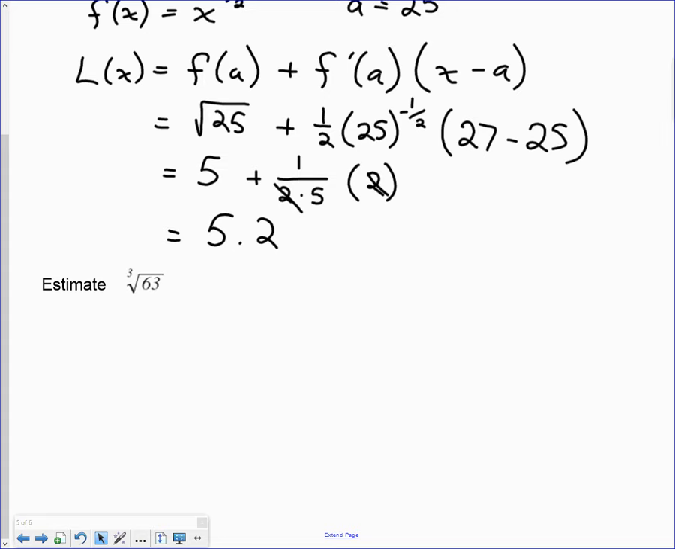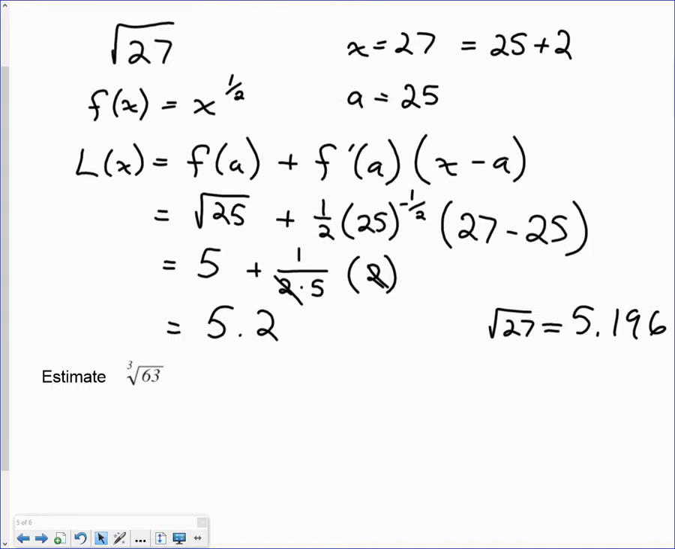If we actually calculate the square root of 27, what we get is 5.196. So we got a reasonably good estimate here, and rounding this off to one decimal place, these two are exactly the same, just because we knew the value of the function at a, where it's at 25, where it's easy to calculate, and applied that knowledge in our linearization equation. I was going to do another example here, the cube root of 63, but I'll leave that one because it's very similar to the one that we just did.